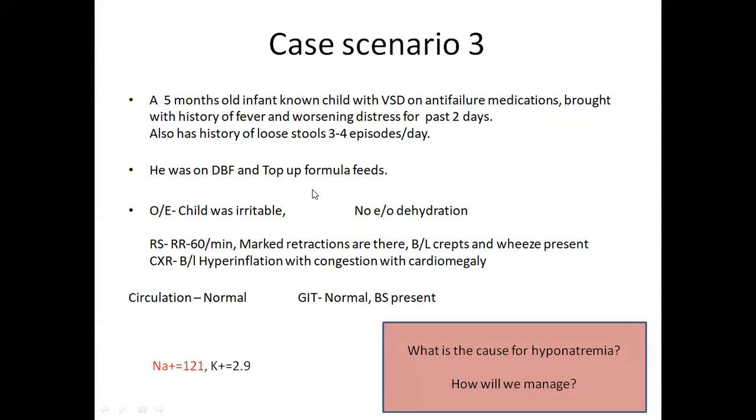We cannot leave the child like that, saying the child is asymptomatic right now, I'll just wait and watch. That is not possible when sodium is less than 120. But the same child having sodium of more than 120 without any symptoms, then you can wait and watch. You can correct it slowly.